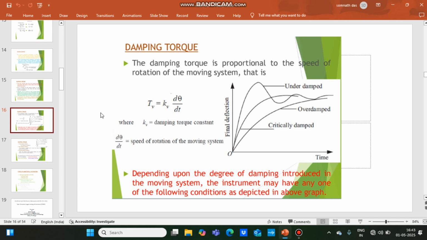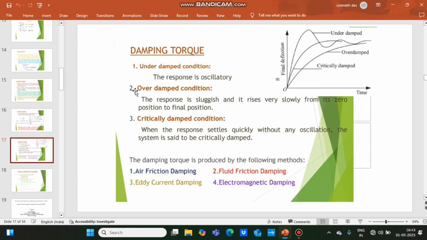Three types of damped systems are there. One is underdamped, overdamped, or it may be critically damped. What is the underdamped system? The response is a little bit more oscillatory. For the overdamped condition, the response is sluggish and it rises very slowly. Critically damped condition: when the response settles quickly without any oscillation, the system is said to be critically damped.